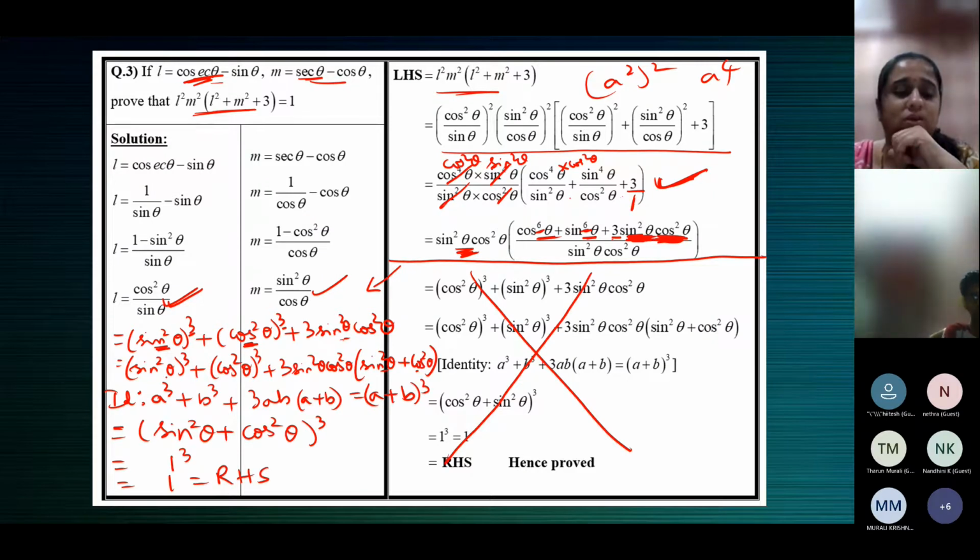Now it's perfectly of the form a cubed plus b cubed plus 3ab into a plus b, which is a plus b the whole cubed. So a is sine square theta, b is cos square theta, the whole cube. But we know that sine square theta plus cos square theta is 1. So 1 cubed, which is 1, which is the RHS. So you should know how to simplify the brackets when squares or cubes are involved. Then taking up common denominator and using this identity. Because when you see the terms, they go with a cubed plus b cubed plus 3ab, and then you add that a plus b term. So this identity is very important here.